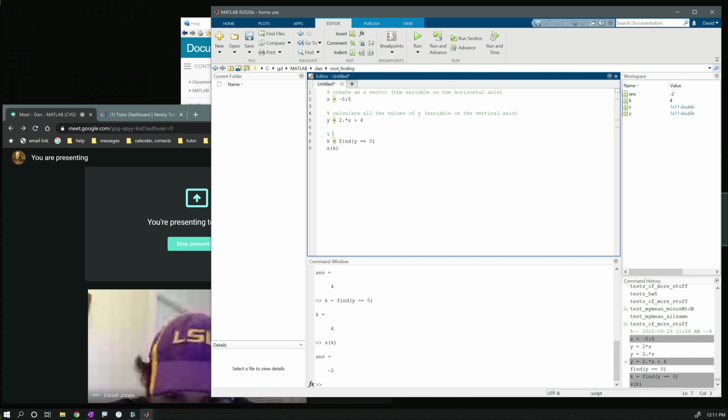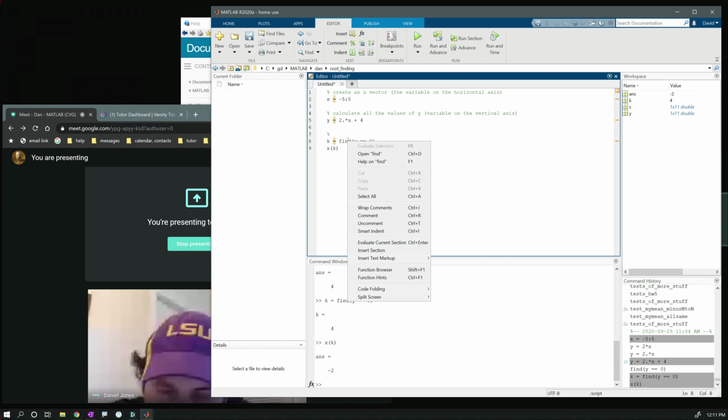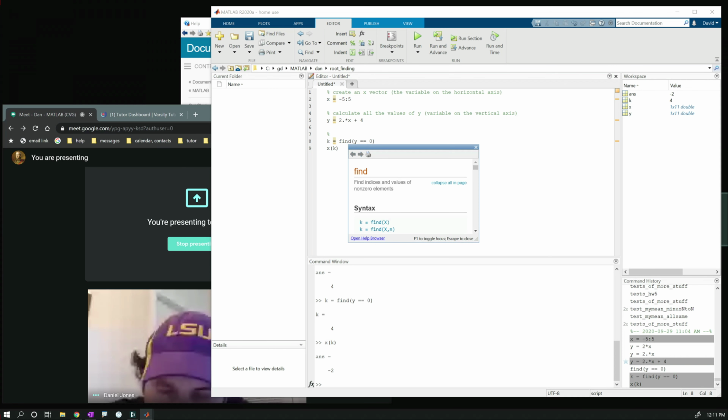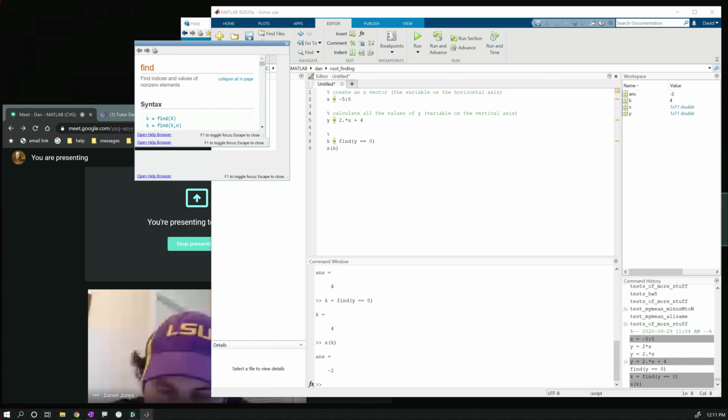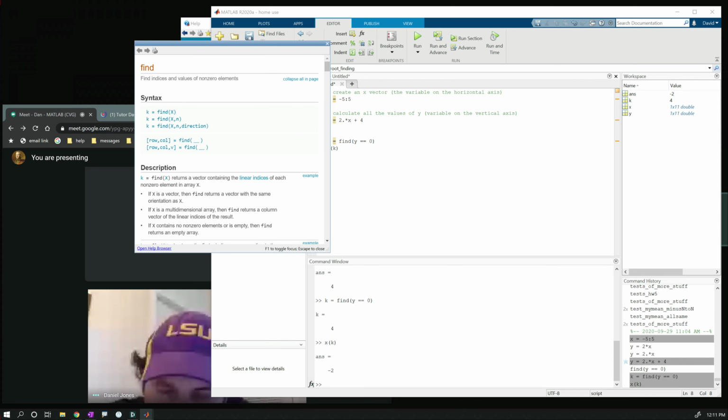Okay, so the function find, actually, let's open the documentation. So I'm going to click help, put it over here. So this finds the indices and values of non-zero elements.